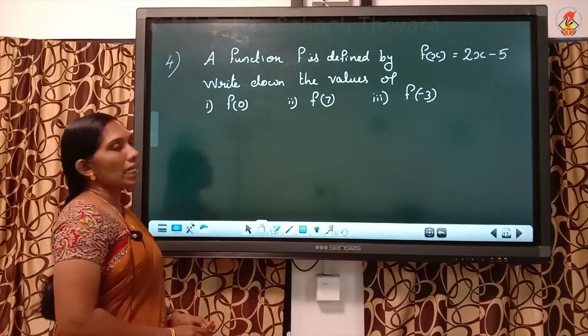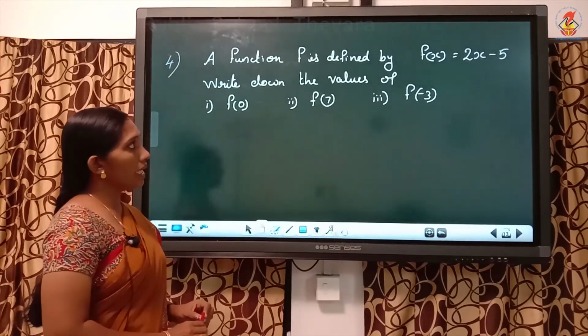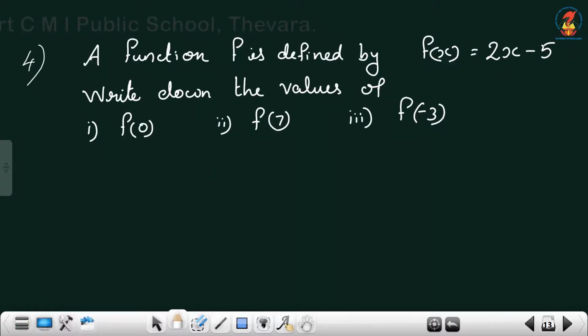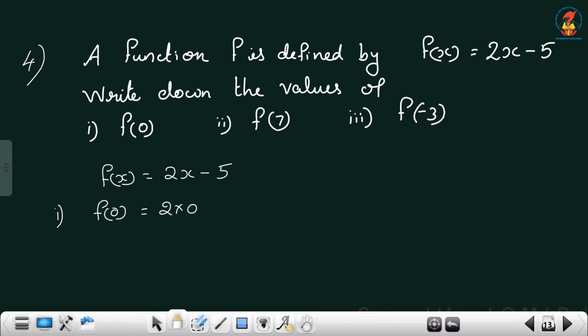Now fourth one, a function f defined by f of x is equal to 2x minus 5. Write down the values. First one, what is f of 0? Just substitute x as 0. 2 into 0 minus 5, that's equal to minus 5.